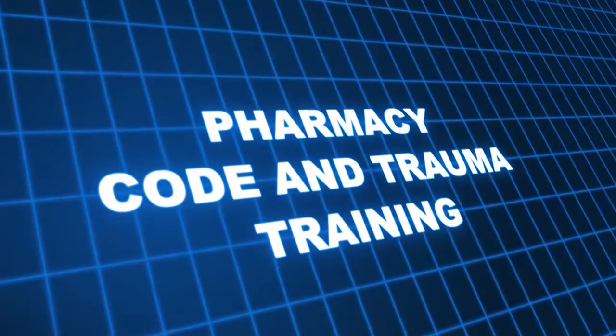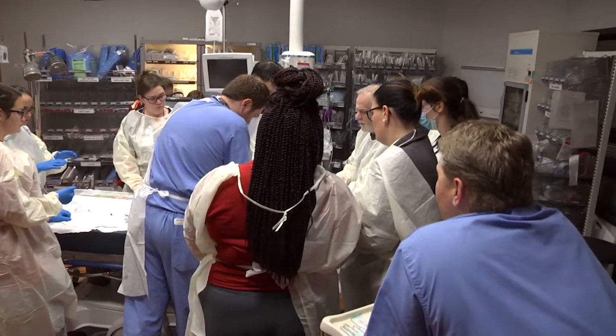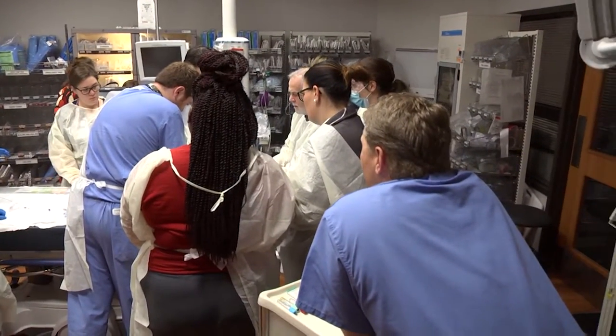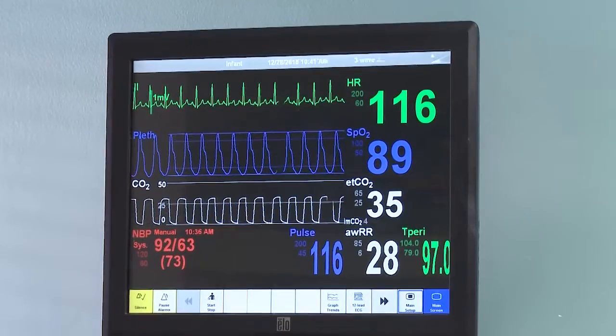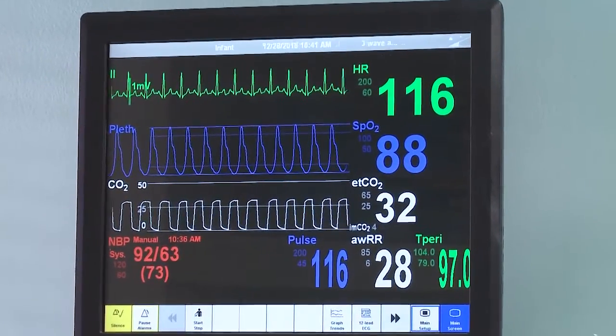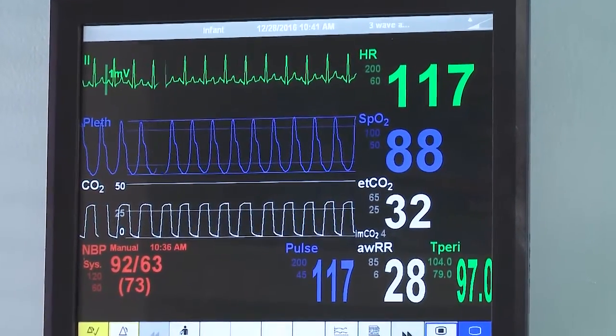The purpose of this module is to give an overview of shock definitions, symptoms, and treatment. Shock occurs when there is not enough oxygen delivery to meet the needs of the surrounding tissue. Basically, oxygen supply is less than the oxygen demand. This will lead to hypoperfusion, which can cause organ damage.